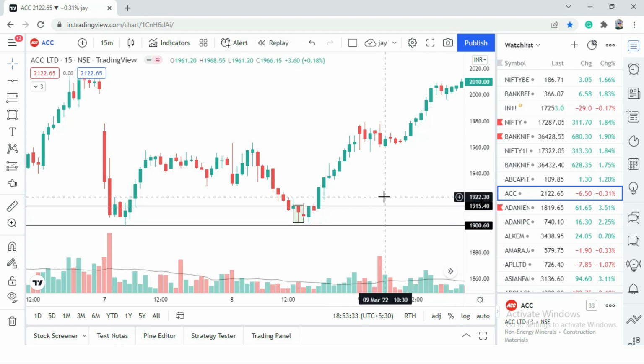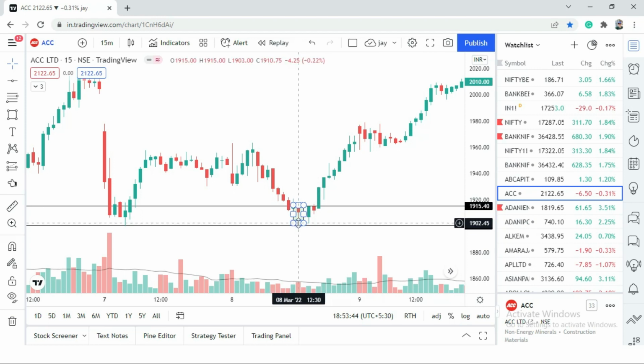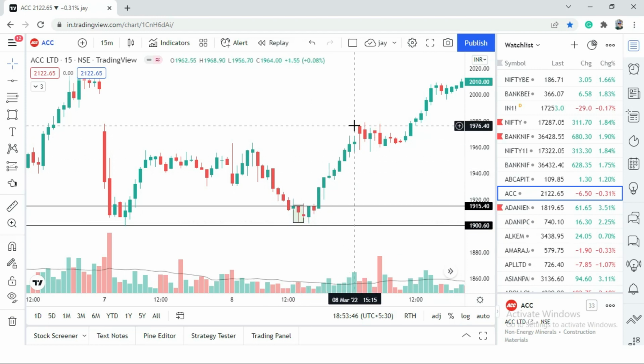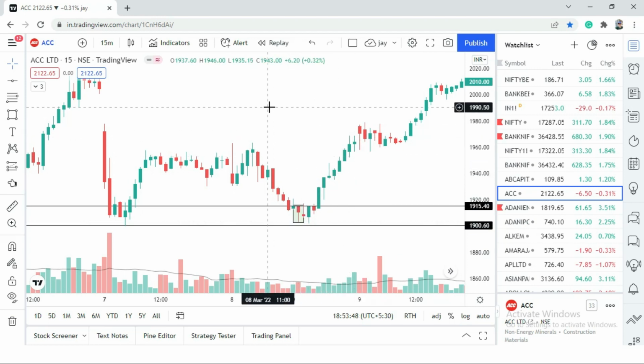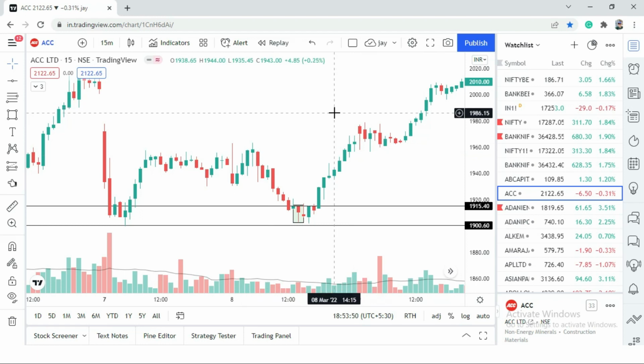So what we do is confirm that yes, it's near support, and now we wait only for the confirmation. At this candle you can get the confirmation, and there you can enter with the stop loss, and then you will see a good move.